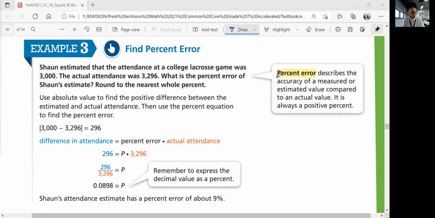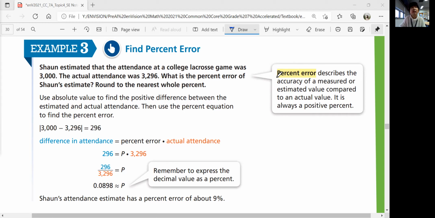3,000 was the estimation, and then you subtract the actual attendance, and that's the difference, 296. If you make that positive because it's an absolute value, 296 is the difference, right? So that's the difference in attendance, and that's what we're going to figure out as a percent error. Difference in attendance is how far away it is from the actual number versus the estimated value.